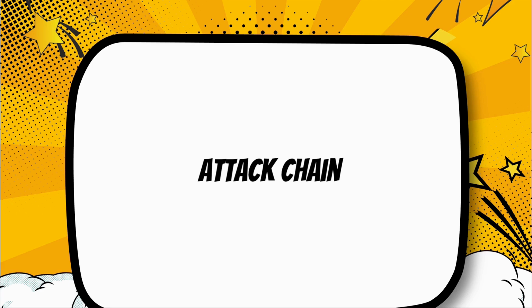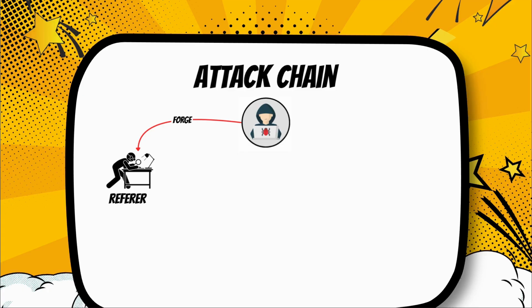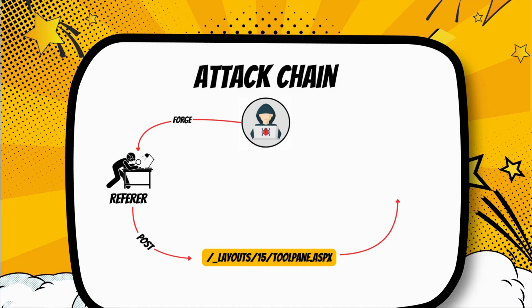So, how did the attack chain work? The attacker would first forge the referrer header, an HTTP field that indicates which page the request came from, and send the POST request to a management route like this. With this spoofing, SharePoint thought the request came from an internal, secure source and ignored the login checks. In other words, authentication was bypassed.